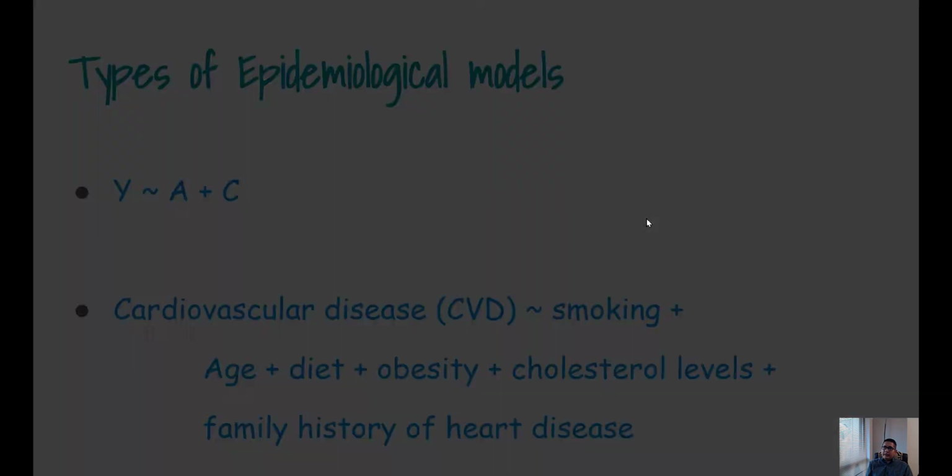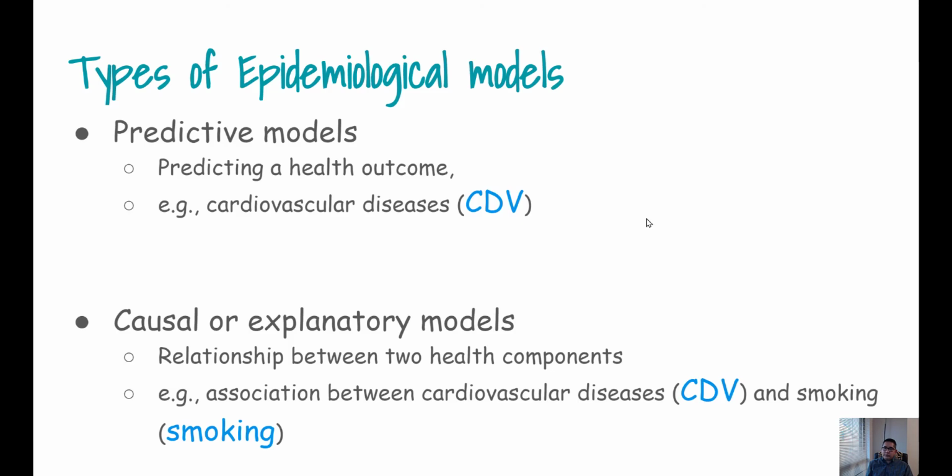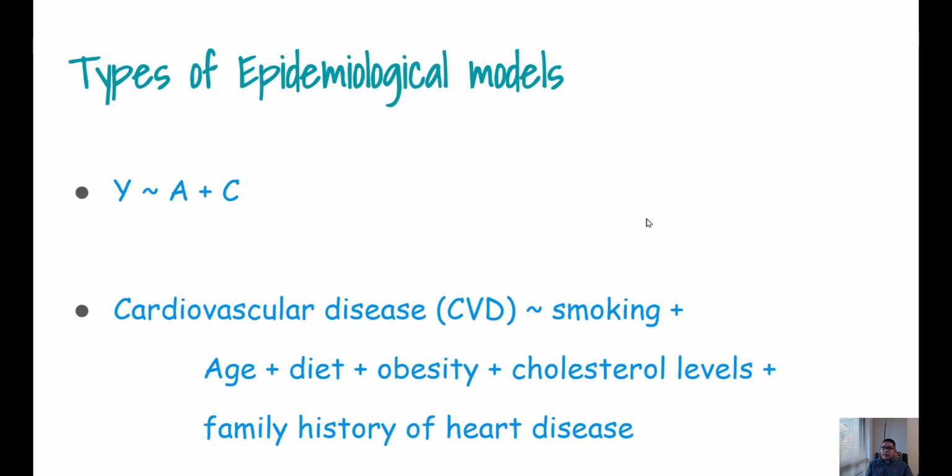Where we make a distinction about the type of models is whether we are focusing only on predicting the health outcomes, for example the cardiovascular event, is that the only focus of our modeling, or are we really interested in the relationship between the cardiovascular disease and smoking, and everything else is basically confounding factors that we are adjusting for to get a good sense of the adjusted relationship between cardiovascular disease and smoking, right?